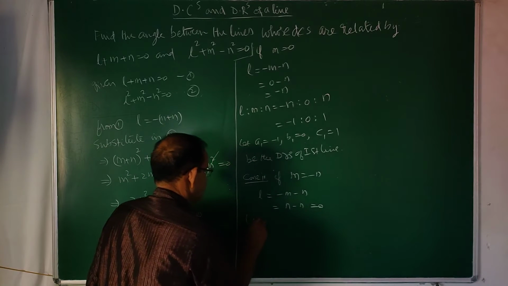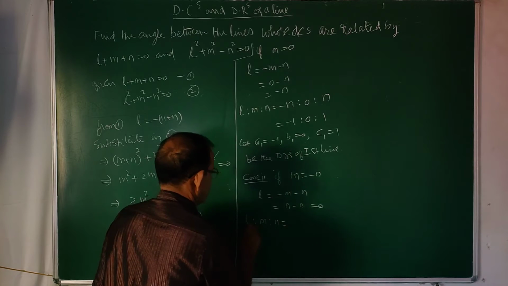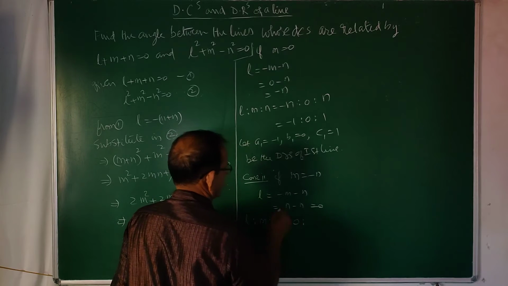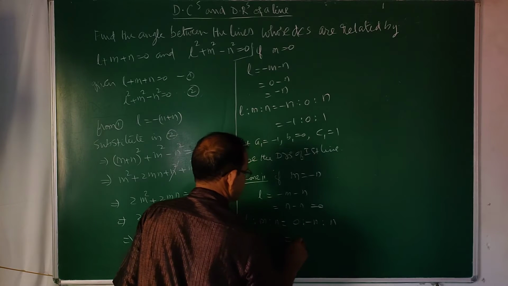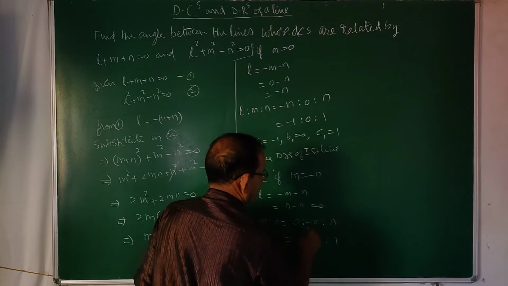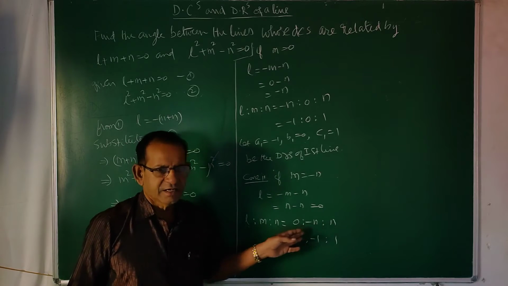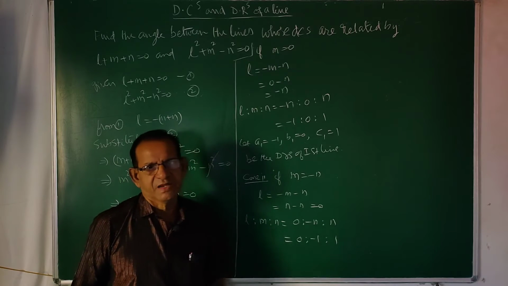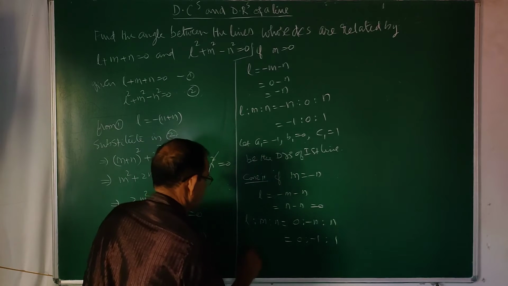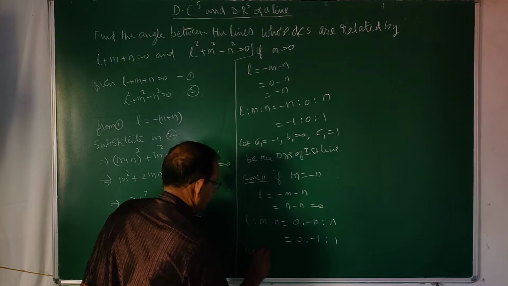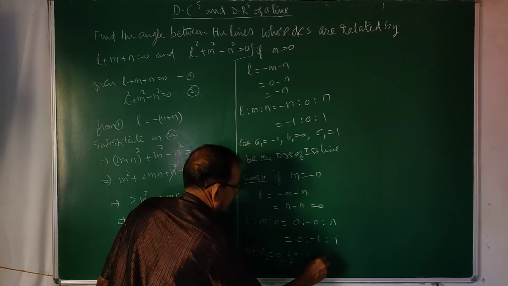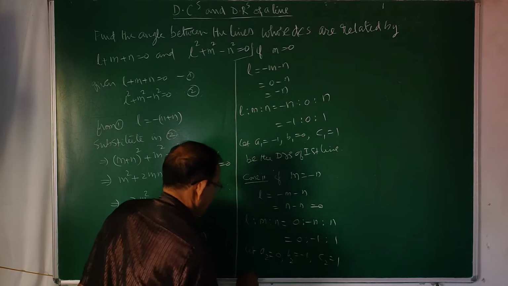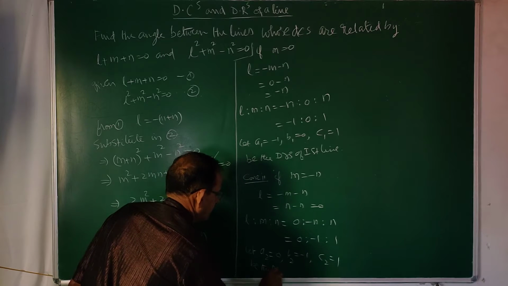Now L is to m is to n: L is 0, m is equal to minus n, and n is n only. So this is 0 is to minus 1 is to 1 after cancellation of this n in all the three. Now you can take these three as the DRs of the second line. Let A2 is equal to 0, B2 is equal to minus 1 and C2 is equal to 1 be the DRs of the second line.